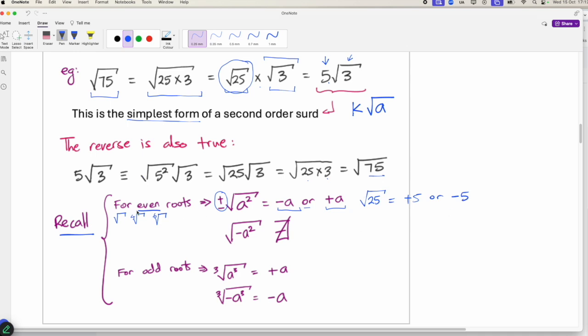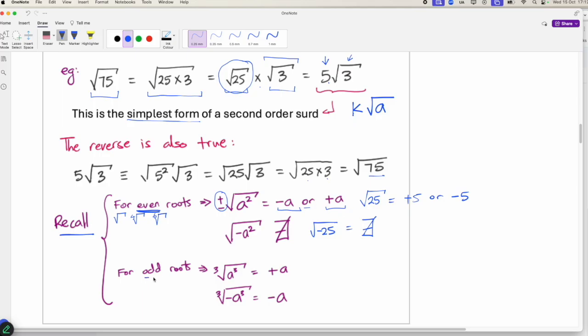When it comes to even roots, you cannot have the square root of a negative number. The square root of a negative number does not exist, is what this symbol means. So we cannot have the square root of negative 25. That does not exist. It's not even undefined. It literally doesn't exist.